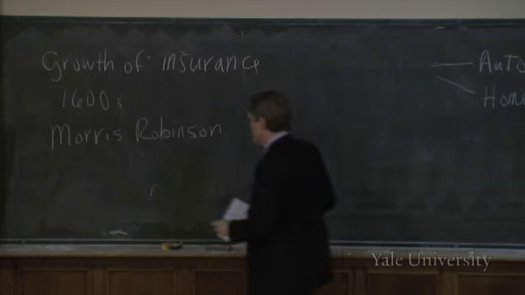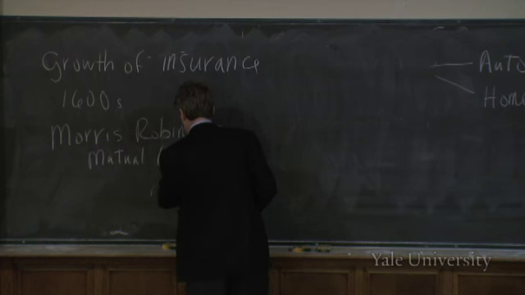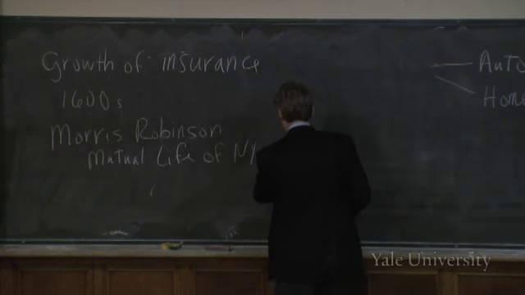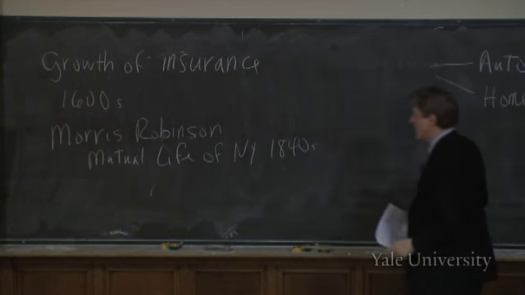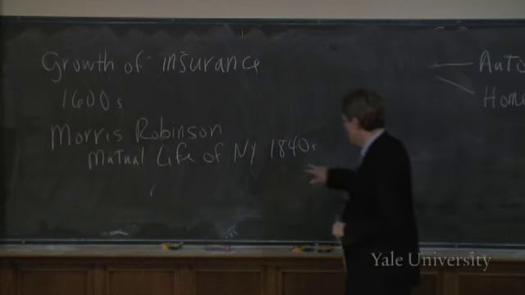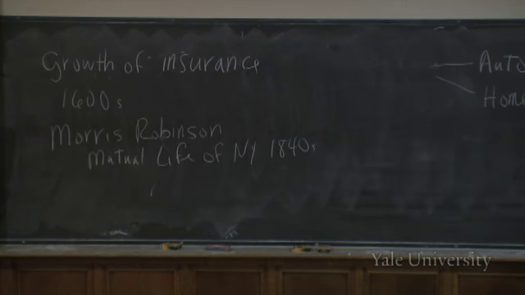So Morris Robinson was head of Mutual Life of New York in the 1840s, and he got the idea of highly paid life insurance salespeople. The idea was that it's difficult to sell people on insurance. Back in the 1840s, life insurance was very important because the average life expectancy was only something like 45 years. And so that meant parents were dying left and right.